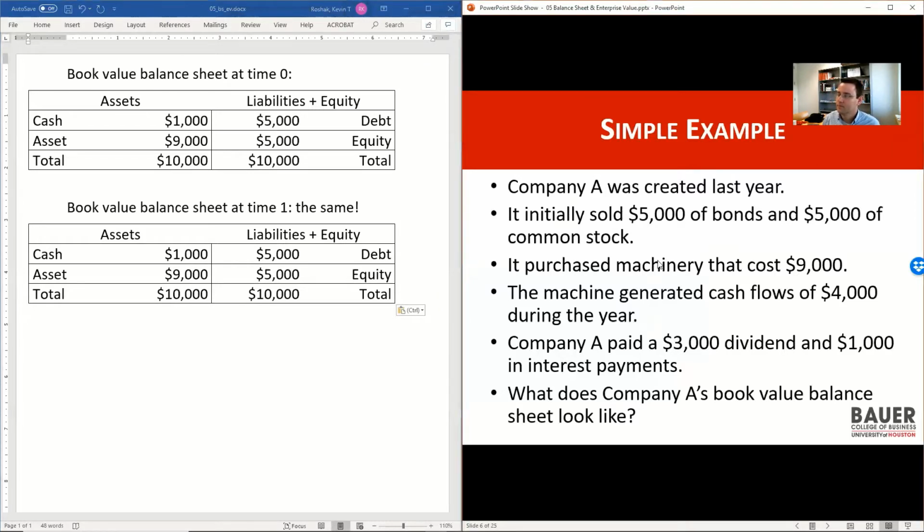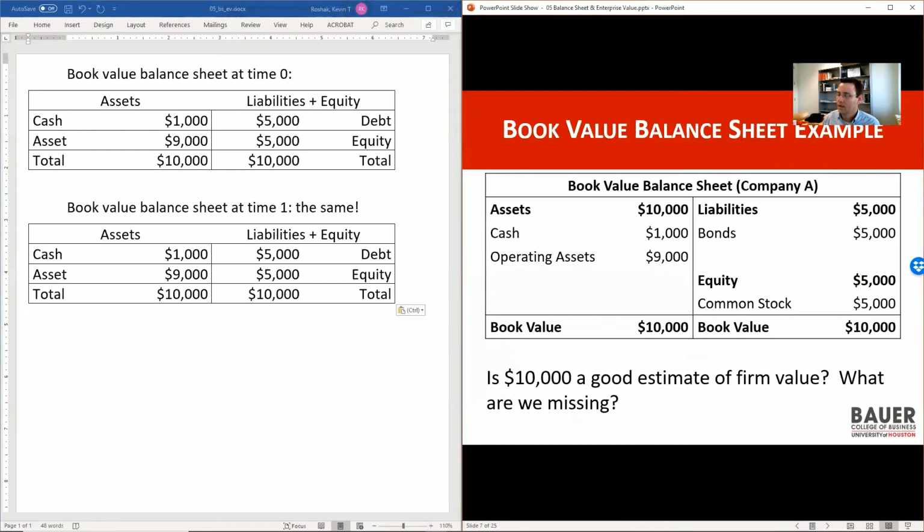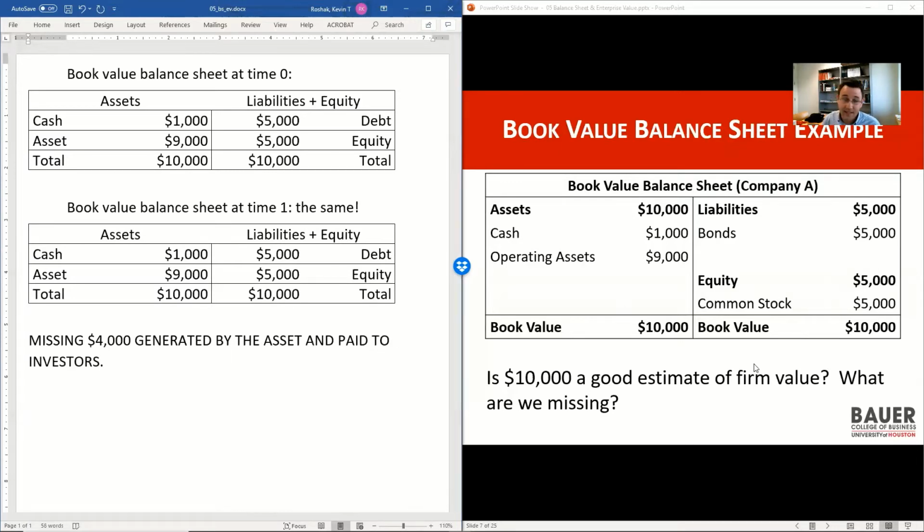Okay. So that's what we have here. And then the question is, is this $10,000 a good estimate of firm value? Maybe. We don't really know. We can't really say more. What are we missing? Well, that $4,000 is a big deal, right? It's completely missing the $4,000 generated by the asset. So to the extent that $4,000 is going to be important, the historical balance sheet is just missing that.